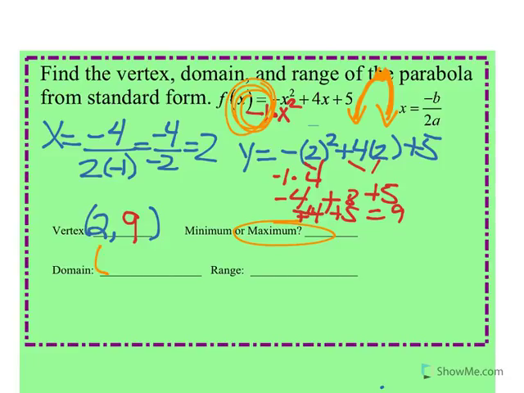Now domain, we know we're going to go forever to the left, forever to the right, so negative infinity to positive infinity. The range is going to go as low as forever because it's going down, so negative infinity, and it's going to go as high as that vertex. Well, our vertex has a y-coordinate of 9, which means it's going to go as high as 9. And we're going to go ahead and do a strong bracket because we know for a fact it was 9. So understanding what the vertex is on the parabola helps us answer other questions.